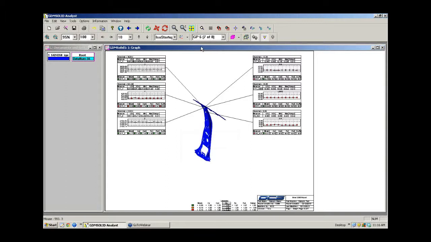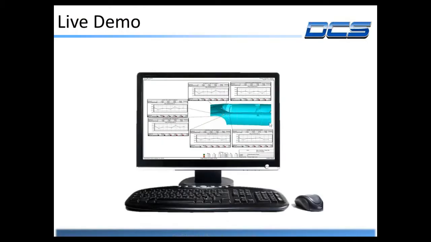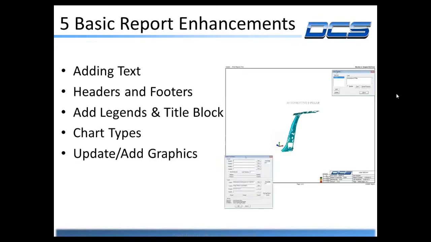All right, so let's go through a couple of quick ways I can enhance our report. All right, so five basic report enhancements we're just going to go through real quick today. Adding text to your report, adding headers and footers, legends and title blocks, branding the report, changing up the chart types or adding new chart types, and then updating and adding the graphics. So I can change the graphic so it's a different view or zoomed in or zoomed out on my different pages.